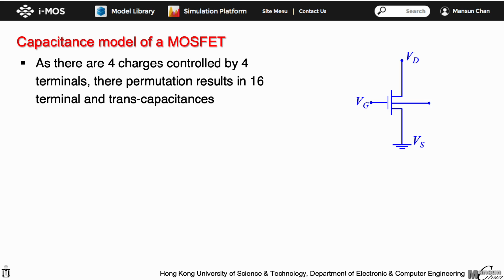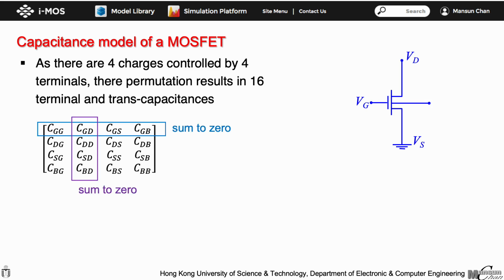As there are four terminal charges and four terminal voltages, there will be a total of 16 capacitances to be calculated. Among them, there are 4 terminal capacitances and 12 transcapacitances. It is more complicated than the IV model because the transconductance will be 0 with an open circuit. However, most of these capacitances are non-zero. Fortunately, we do not need to calculate all 16 capacitances.